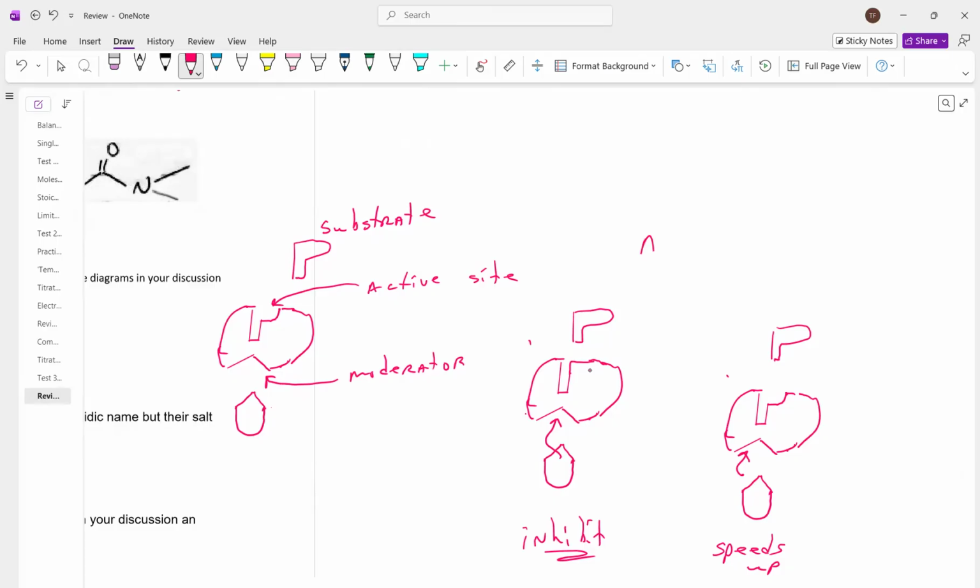And this is called allosteric modulation. So there's two sites on most enzymes, one for the moderator and one for the substrate, most of the time. So this is one way that biological systems can control enzymatic reactions.